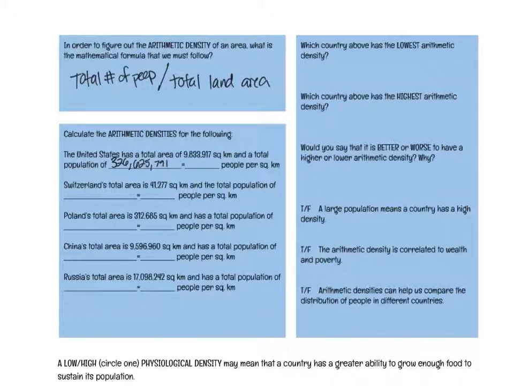Okay, let's go over our numbers. You were supposed to look at the CIA Factbook to figure out the total population for all of these countries. So you took the total number of people and divided it by the total land area. What was our first number that we got for the U.S.? What was our total people per square mile? 33.2. Okay, people per square mile, is that what you got?